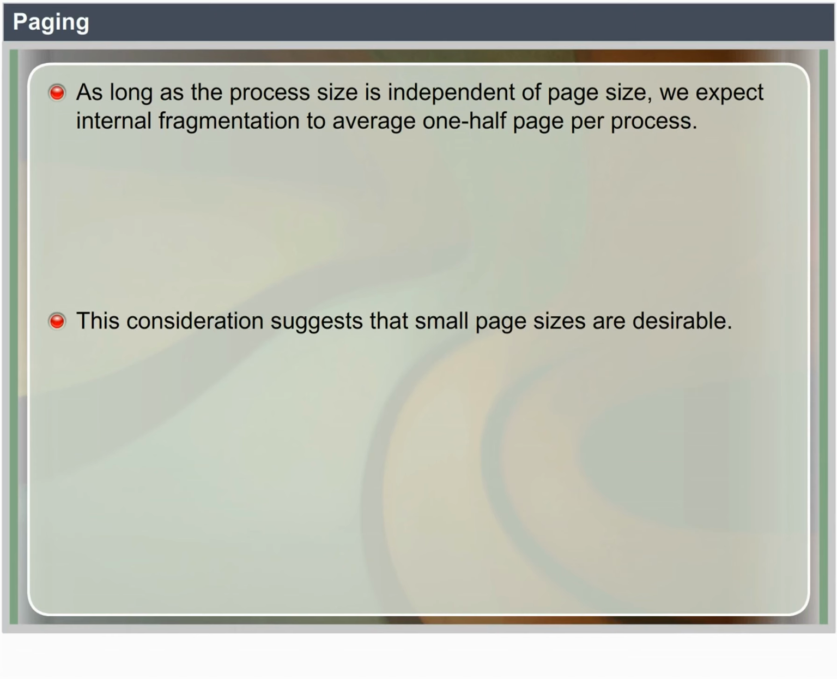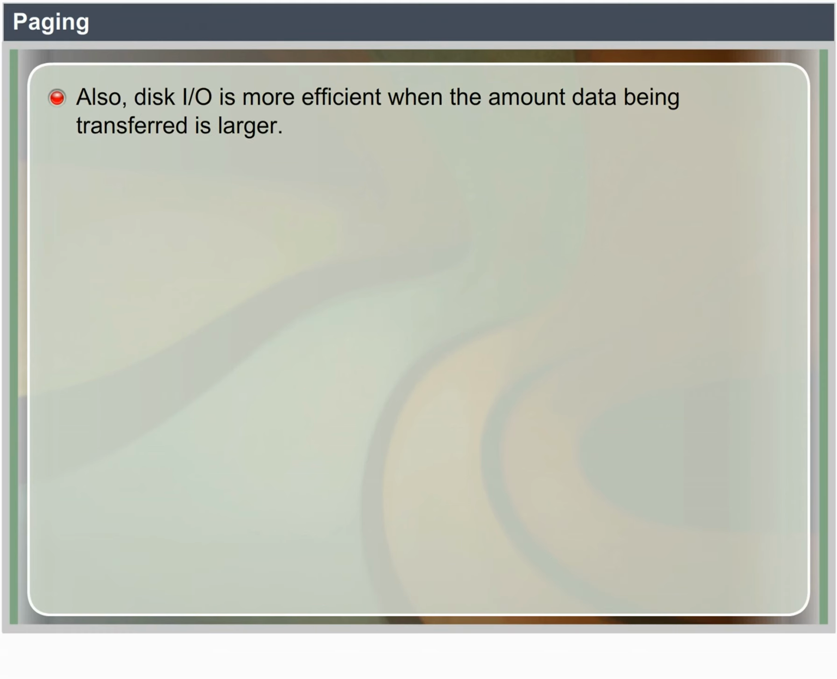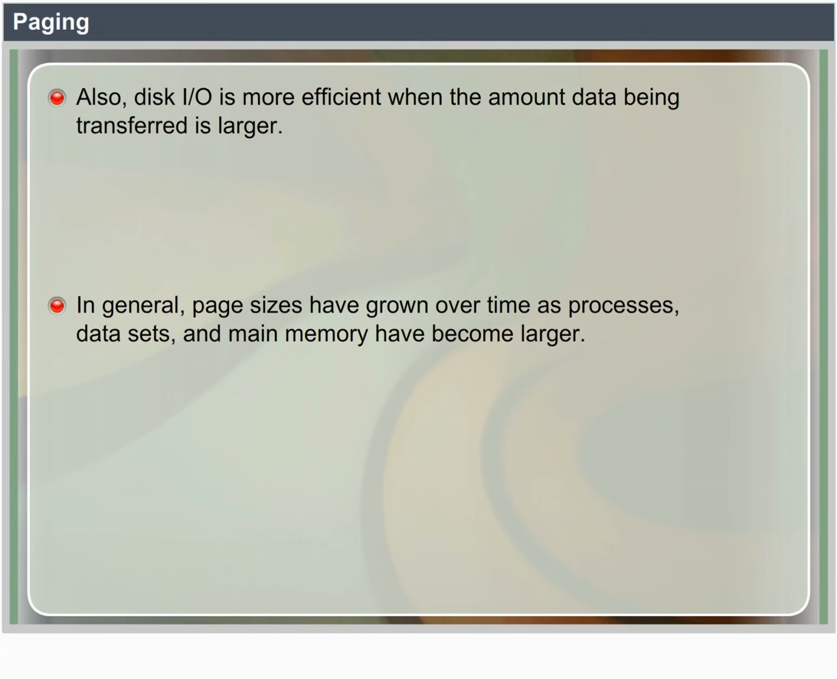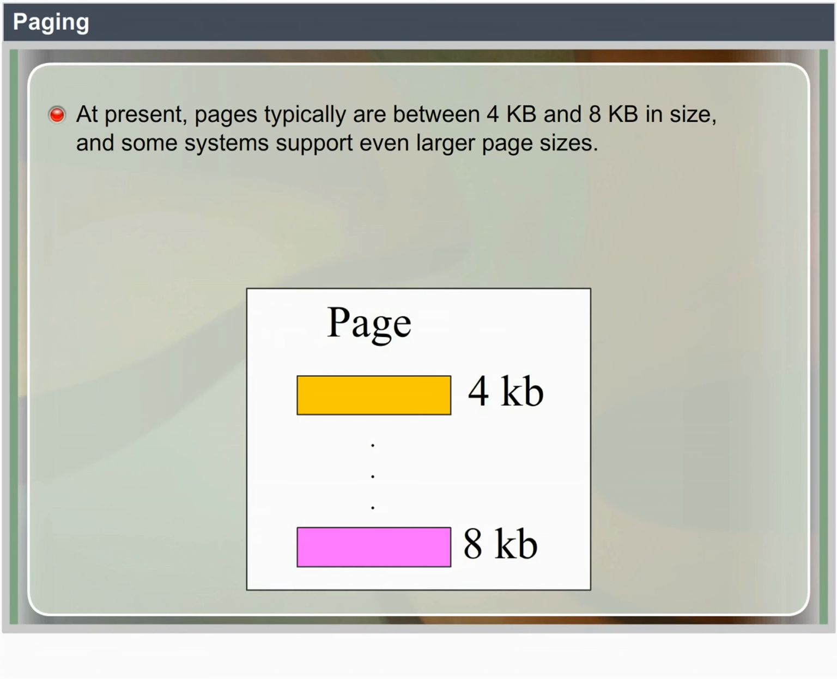However, overhead is involved in each page table entry, and this overhead is reduced as the size of the pages increases. Also, disk input-output is more efficient when the amount of data being transferred is larger. Generally, page sizes have grown over time as processes, data sets, and main memory have become larger. Today, pages typically are between 4 kilobytes and 8 kilobytes in size, and some systems support even larger page sizes.